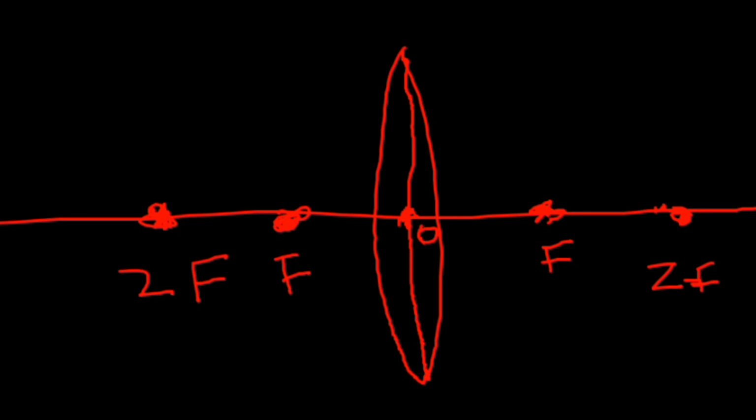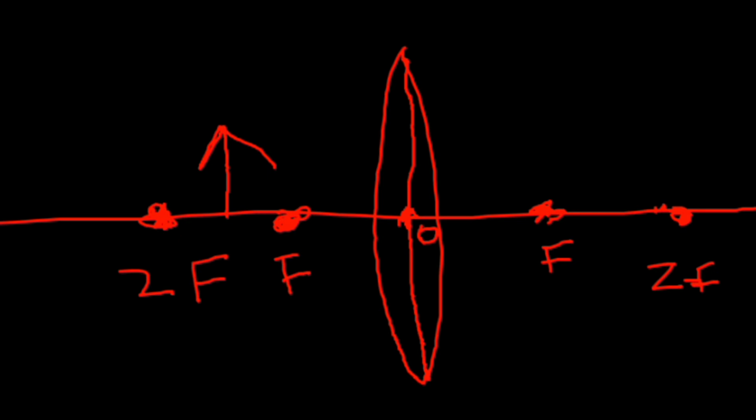Now read the question. In this question you have to place the object between F and 2F. So at the left side of the lens, draw an object. Object means you have to draw a vertical line between F and 2F of height 1 centimeter and mark the arrow at the top of the line.